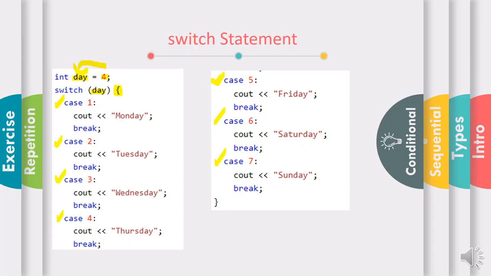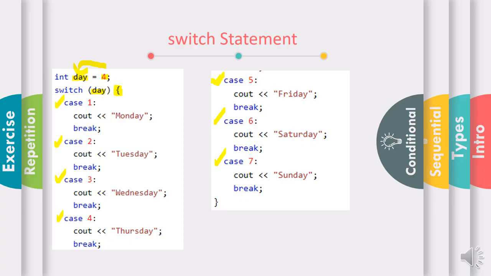Note that we have written the reserved word case. All the reserved words of the C language are written in blue color for your better understanding. Case 1, then colon sign. If case 1 is met, then print on the screen Monday, then break.